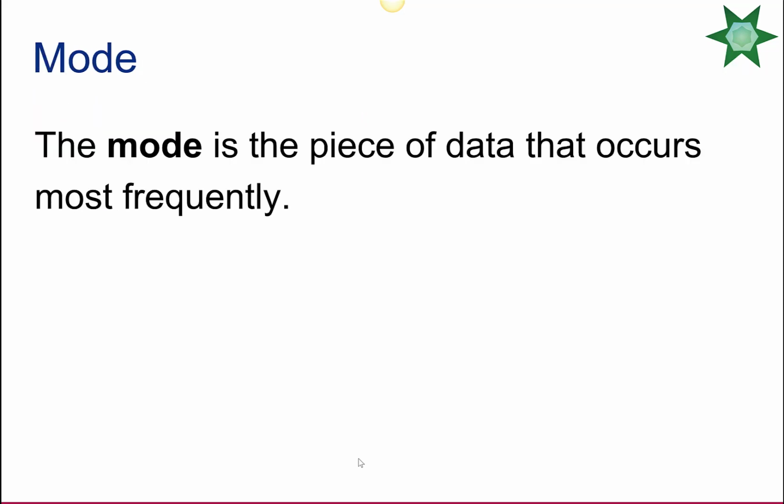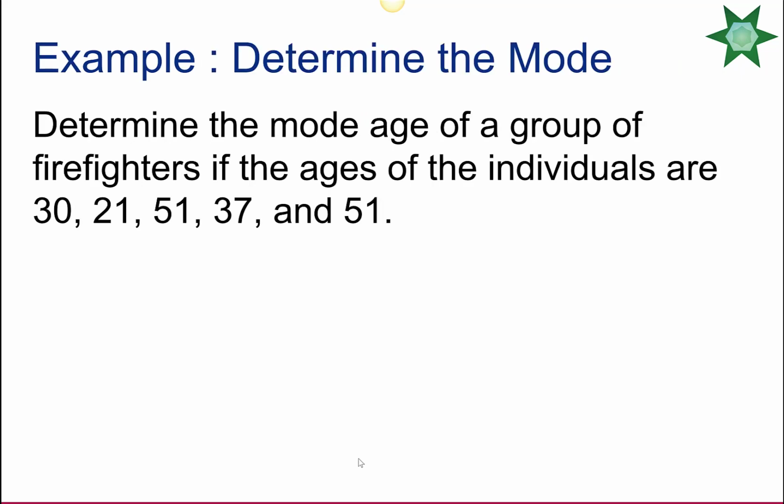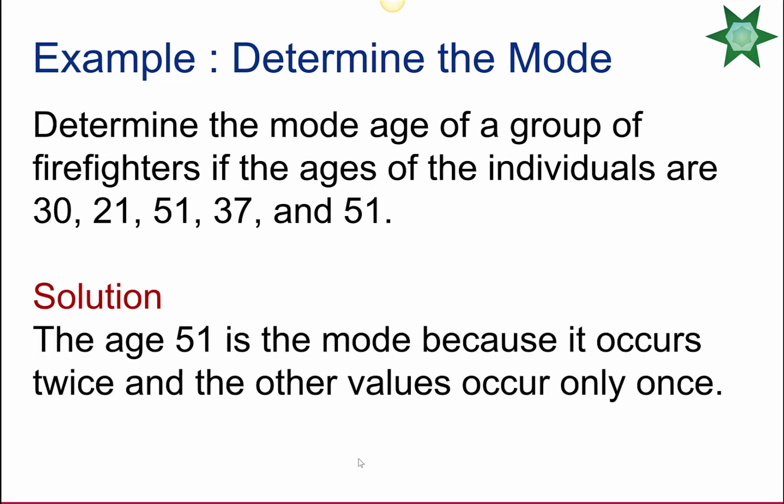The mode is the piece of data that occurs most frequently. We talked about this in section 12.2. Some data sets don't have a mode, and some data sets will have more than one mode. Let's look at the firefighters' data again. Let's calculate the mode of this data set. We notice that the age 51 is the mode because it occurs twice, and the other values occur only once.